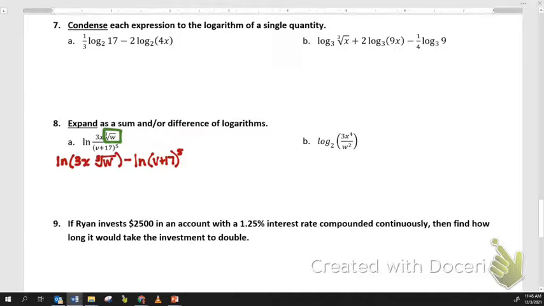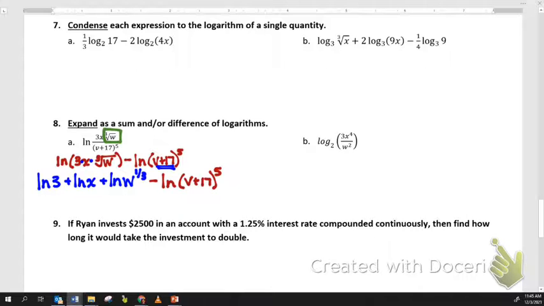I would use the product property next. That's going to happen over here. I cannot touch anything in this second argument, that v plus 17. There's no way I have a breaking apart addition in an argument. It just has to stay like that. So I would have the natural log of 3 plus the natural log of x plus the natural log of, I'm going to go ahead and write this as a fractional power, w to the 1/3 instead of the cubed root, minus the natural log of v plus 17 to the 5th.